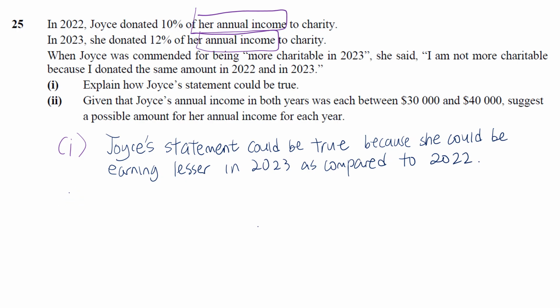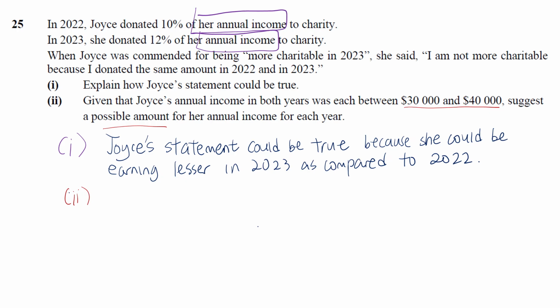Right, now let's look at part B, part 2. For part 2, we are told that Joyce's annual income is between 30,000 and 40,000, and we must suggest a possible amount. When it says suggest a possible amount, it means that everyone's answer may not be the same. I could have said, okay, it's between 30,000 and 40,000, I guess it's 35,000, and your friend may guess 36,000. But we need to justify your answer. You can't just say, I guess, and then that's my answer.